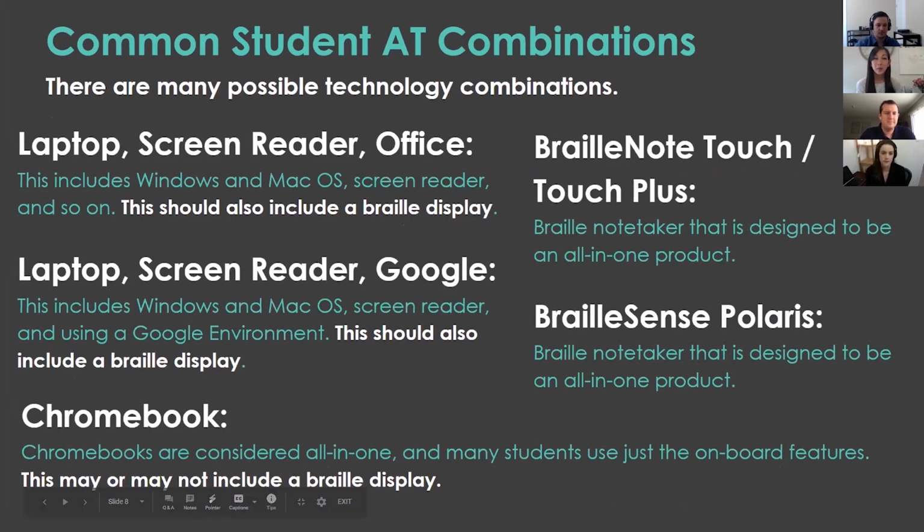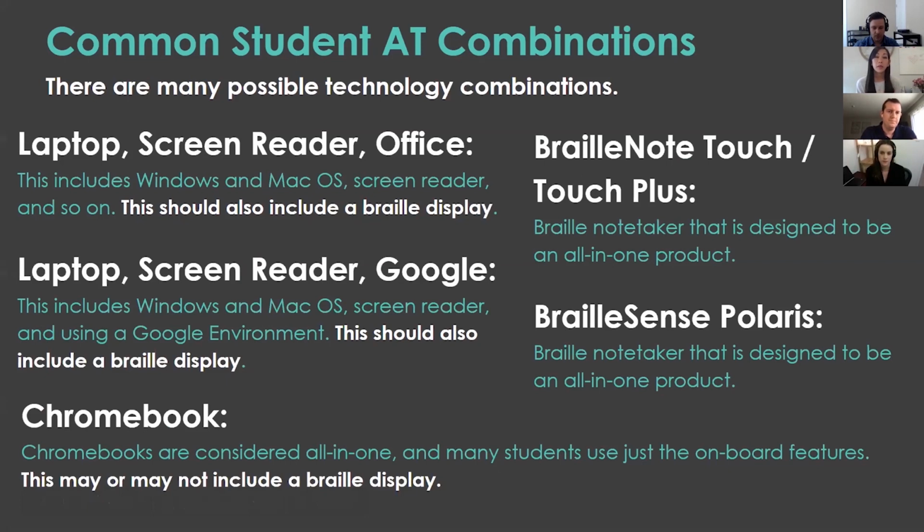Okay, so we came up with, at least in California, the most commonly used technology combinations. The first is a laptop, screen reader, and Microsoft Office. And just as a reminder, anytime your student is using a screen reader and a laptop, they should also be using a Braille display.